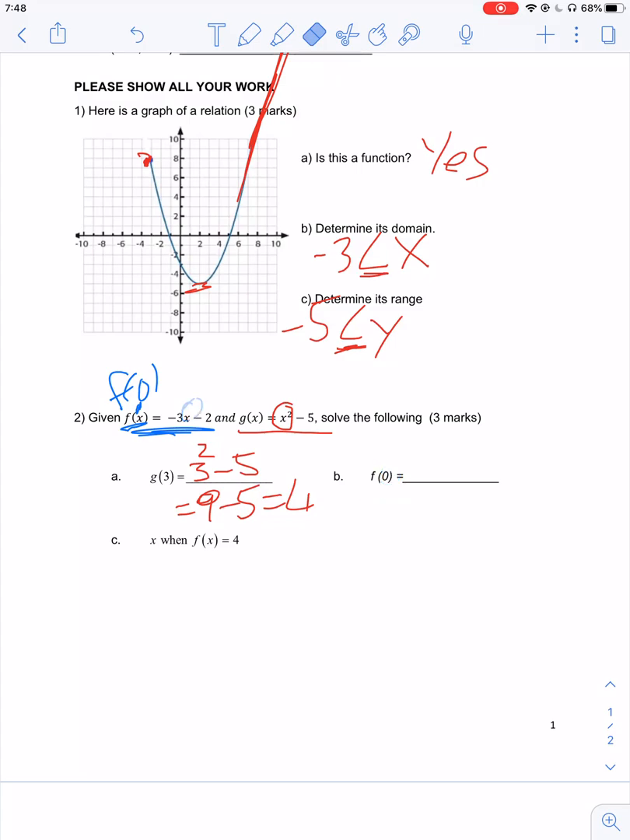So my function is minus 3 times x, but my x is just 0, right? So minus 3 times 0 minus 2. And this is just minus 2, okay? Minus 3 times 0 is 0, and 0 minus 2 is minus 2.